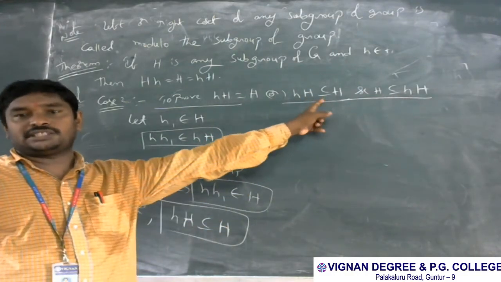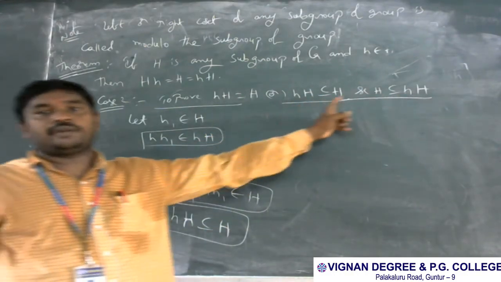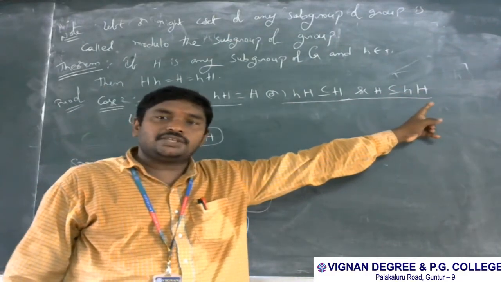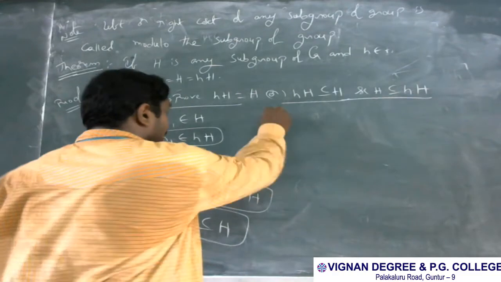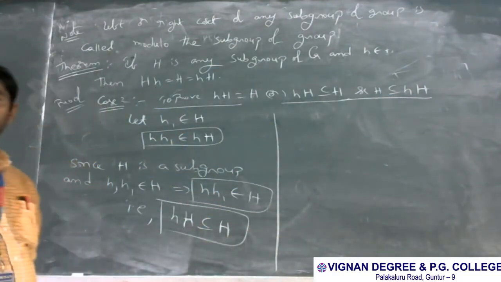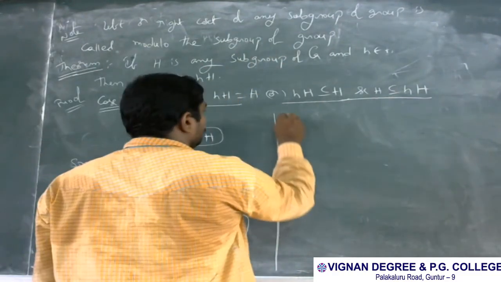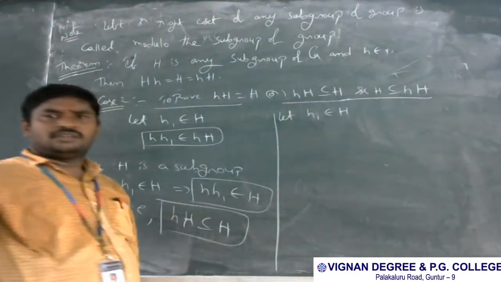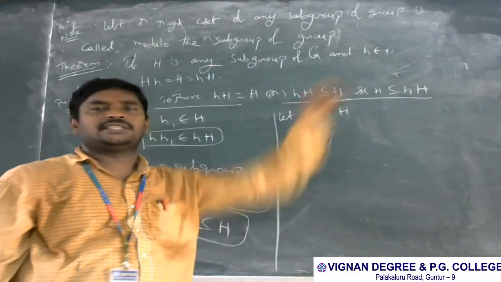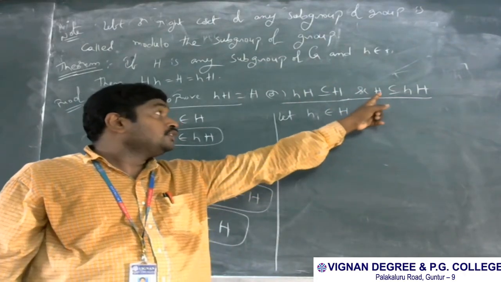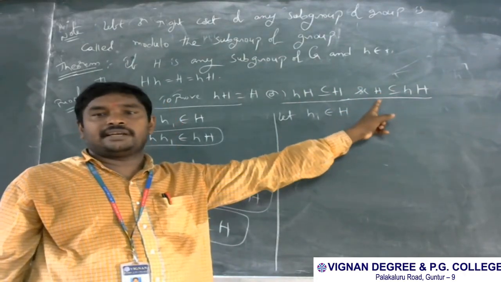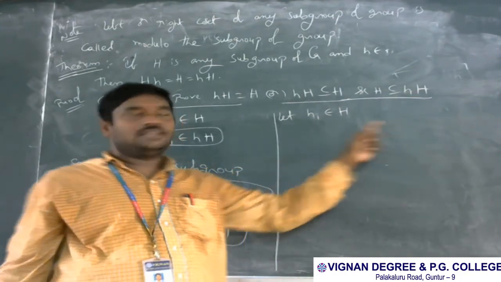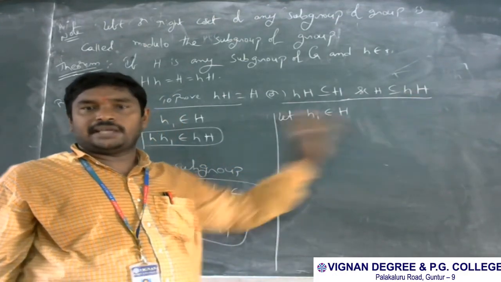We proved one way. Next, we have to prove the other way. Capital H is a subset or equal to small h into capital H. Okay. Now we are going to prove. Next, similarly let small h1 belongs to capital H. Why do we take small h1 belongs to capital H? Because here we have to take an element in the left side. Now we have to prove the same element in the RHS. Okay. So let h1 belongs to capital H.